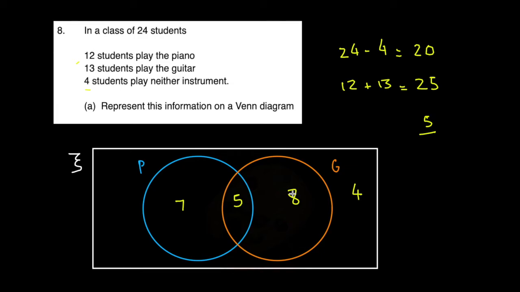Now, you still might be a bit confused, so let me show you. 13 play the guitar, so that's 8 plus 5, which is 13. So 13 play the guitar, but it's not mentioned whether they only play the guitar or they play the guitar and something else. So all we know is that 13 people is inside this orange circle here. That's all we need to know. And it's the same thing for the piano. 12 people play the piano. It's not mentioned whether it's 12 people that only play the piano or 12 people that play the piano and something else. All we need to know is that there's 12 people inside this piano circle right here.